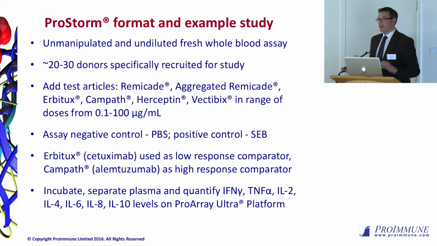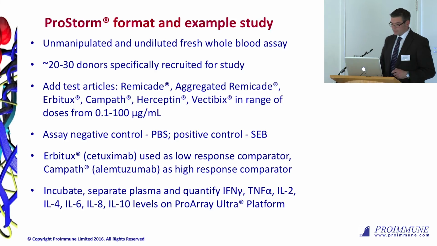And we typically run Erbitux and Campath as low and high response comparators. So Erbitux tends to give a pretty low response, whereas alemtuzumab is a high response comparator. And what we're doing is we're measuring a whole panel of different cytokines, not just the ones that the FDA focus on, but additional ones as well.